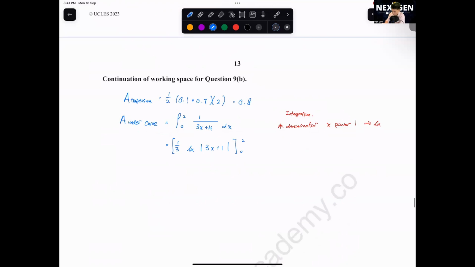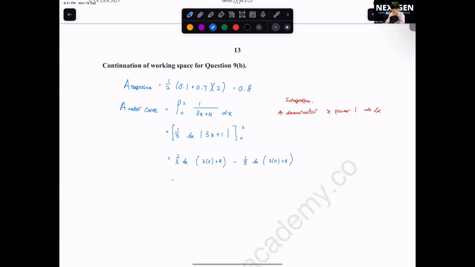Okay, so you sub it in, 1 over 3 ln(3 times 2 plus 4) minus 1 over 3 ln(3 times 0 plus 4). Okay, so here will be 1 over 3 ln 10 minus 1 over 3 ln 4. Why ln 3x? Should be ln(3x plus 4), sorry. Okay, so here we will just type it inside because they never ask you to put in exact value, so you just type the whole thing into the calculator. Just get this decimal place value.